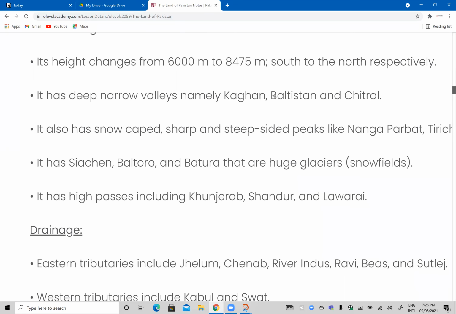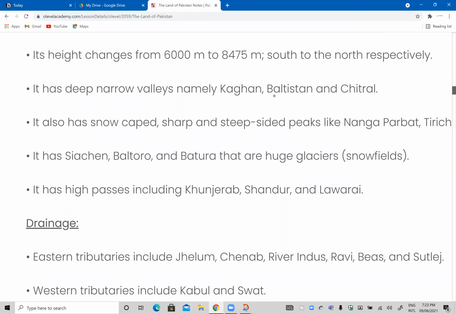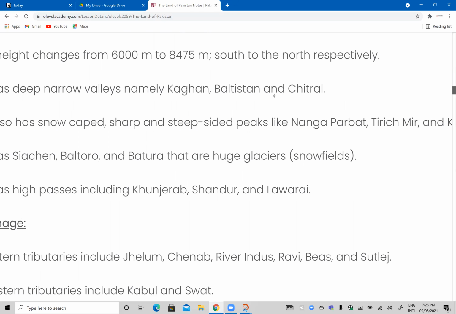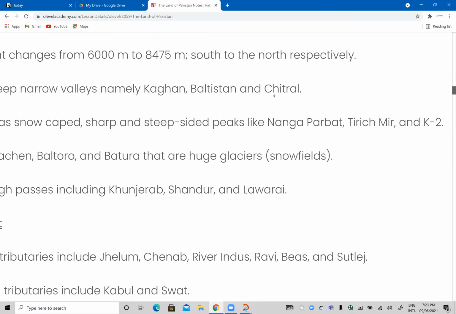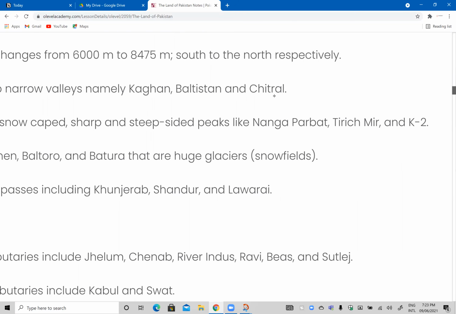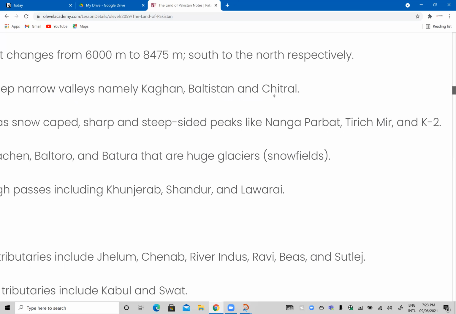It also has snow-capped, sharp, steep-sided peaks like Nanga Parbat, Tirich Mir, and K2. So these are some important mountains that are located here. You guys must have heard of K2. That is the highest mountain in Pakistan.